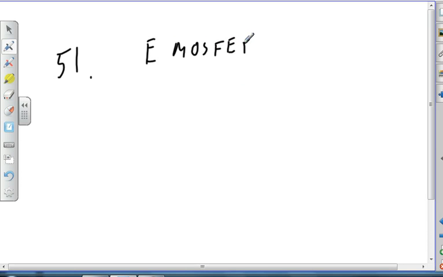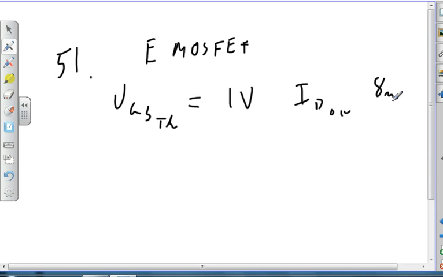So that means it has a slightly different operating curve. And we have a VGS threshold, 1 volt. And we have an ID on, 8 milliamps. And is V still equal to IR? Yes, it is. So it should be pretty simple.